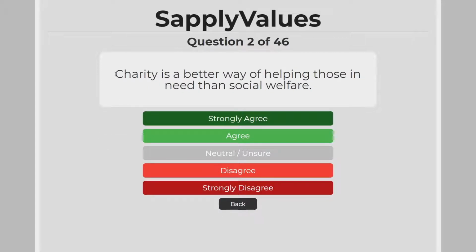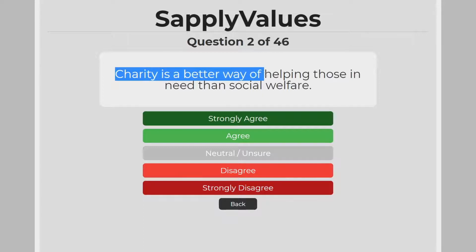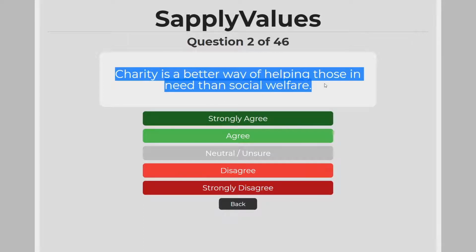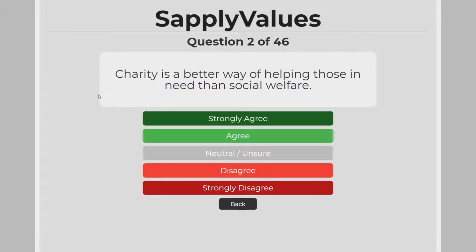Okay. Charity is a better way of helping those in need than social welfare. So charity is obviously really good, but that relies on people's generosity. And I don't know, are people just that generous? I honestly think social welfare is a lot better because at least it spreads out the wealth to people who need it. And it's also more consistent.